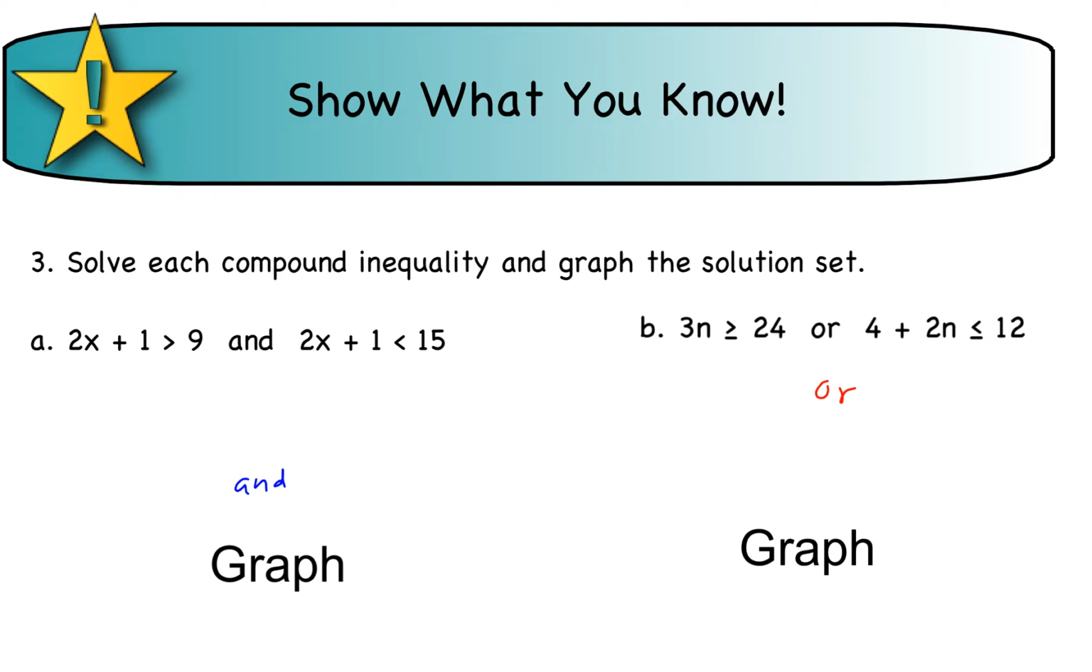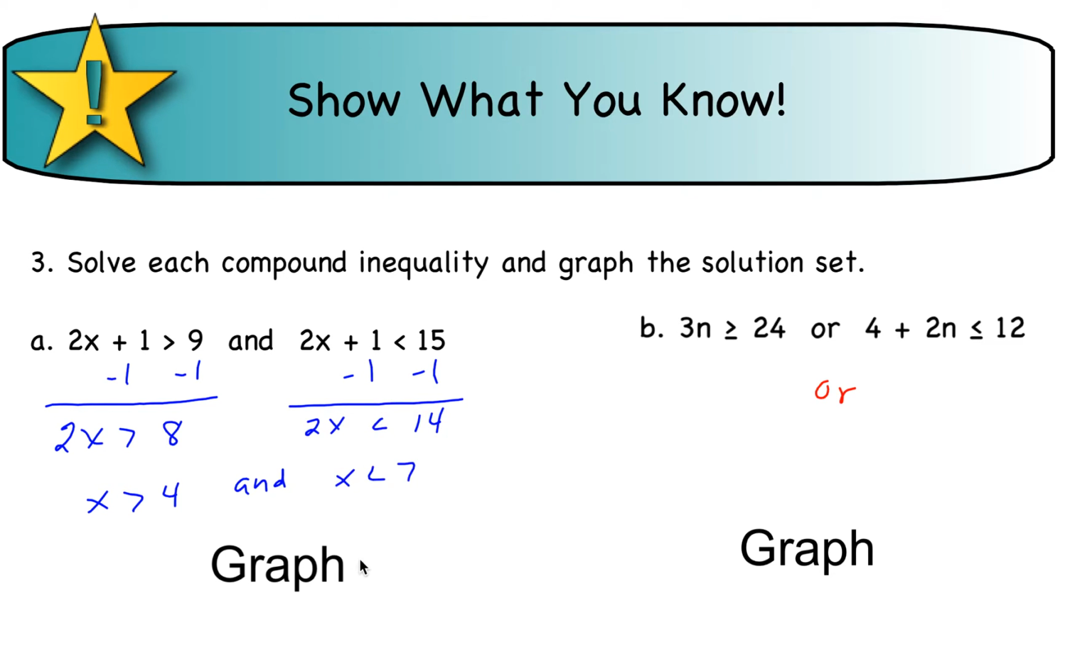So now let's go ahead and solve some of these compound inequalities and graph our solution sets. So this first one, we're going to solve these independently. Solve 2x plus 1 greater than 9. I would subtract 1 from both sides and then divide by 2. So we get x is greater than 4. On the right-hand side, we subtract 1 from both sides and divide by 2. We get x is less than 7. So we need the intersection of these two solution sets. So any number that's bigger than 4 and less than 7 is a solution.